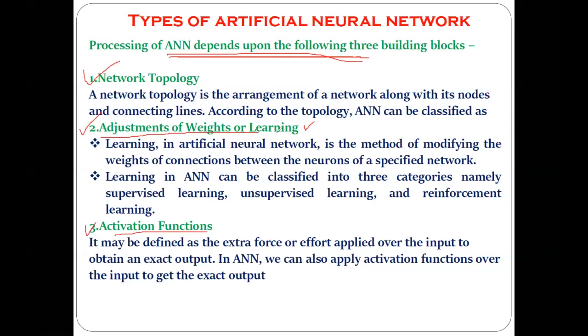That is weight and the activation function. So weight is also considered as a kind of learning or training which is given to the neurons. And when we give the training to the neurons, can we say that the neuron is learning something? Is it like that? Yes or no? Yes, sir. So these two building blocks we discussed yesterday, the adjustment of weight or the learning and the activation function. Here I have mentioned that learning in the artificial neural network is the method of modifying the weight of the connection between the neurons of the specified network.